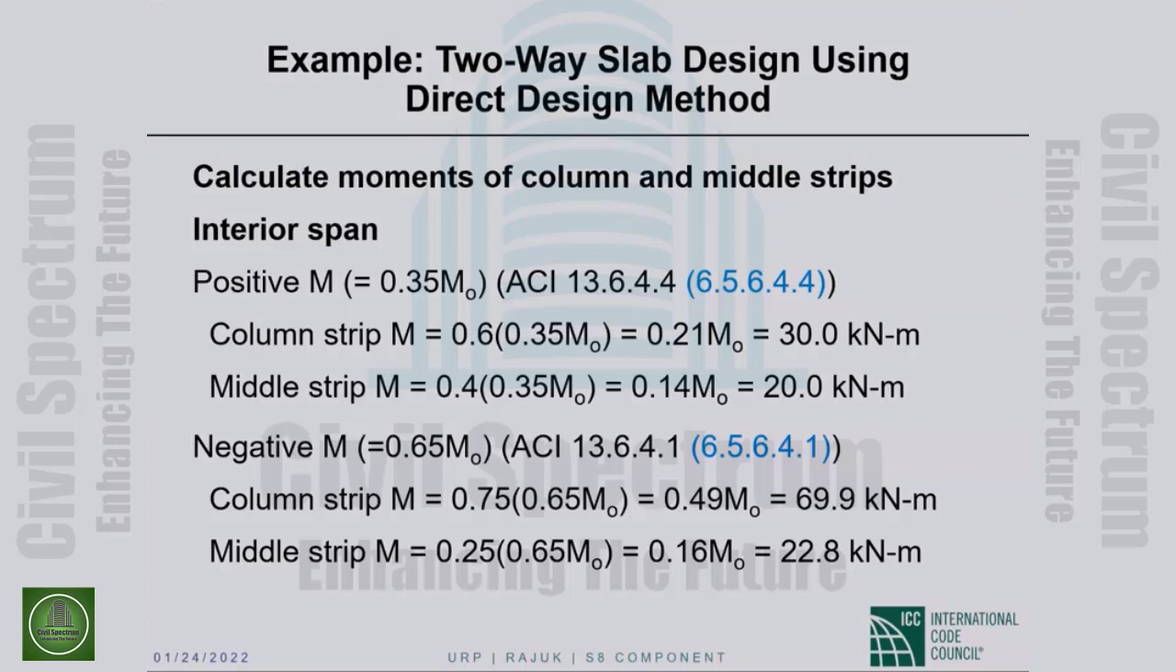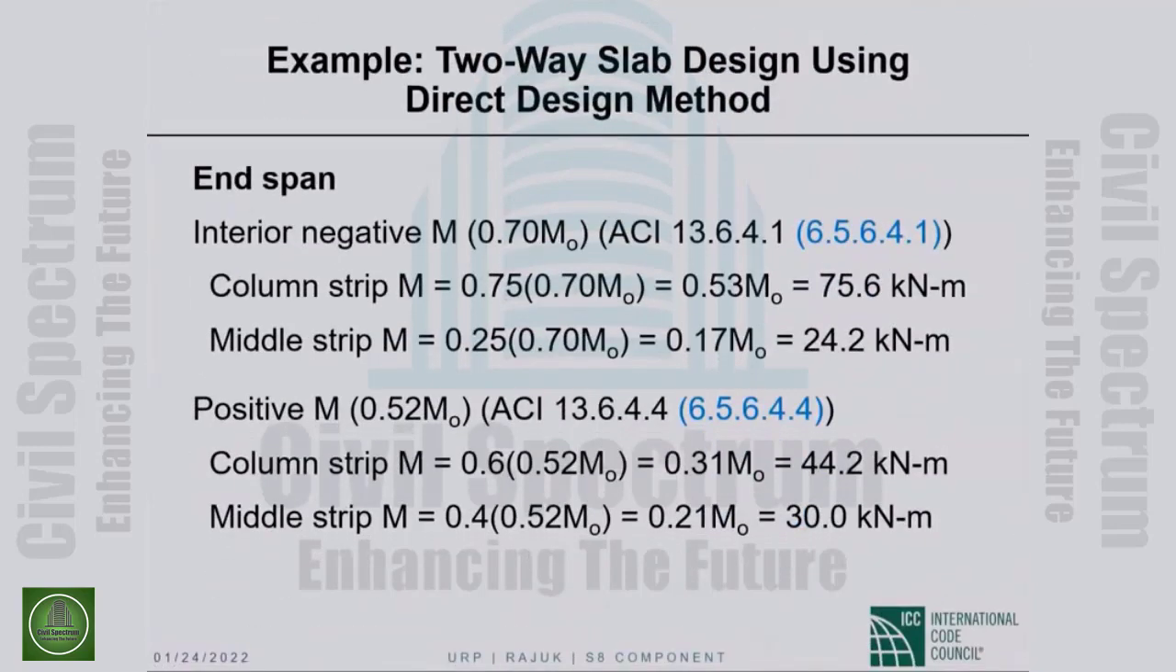Okay, so interior span, positive moment 30 kilonewton meters in the column strip, 20 kilonewton meters in the middle strip. Negative moment, both supports are the same. This is interior span. 69.9 kilonewton meters is the column strip moment, 22.8 kilonewton meters is the middle strip moment. Okay, then the end span. We now have interior negative, positive, and on the next page will be exterior negative.